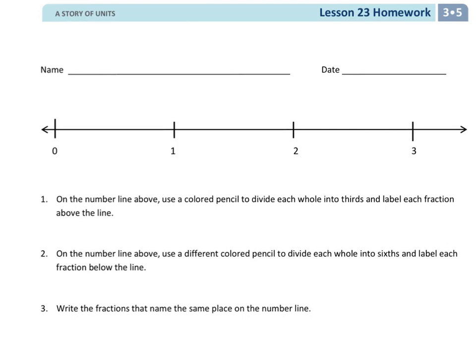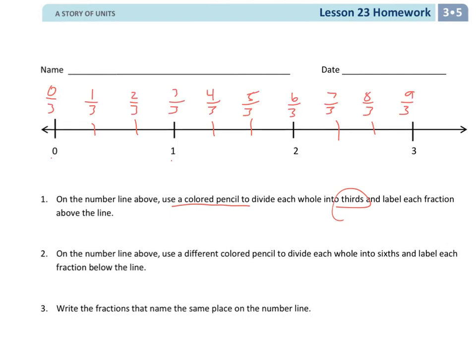So my directions for number 1 say, on the number line above, use a colored pencil to divide each whole into thirds and label each fraction above on the line. So I'm going to immediately go between each whole number, so 0 and 1, I'm going to break it into thirds. 1 and 2, I'll break it into thirds. 2 and 3, I'll break it into thirds. And now I'm going to label each of those fractions up above in units of thirds. And there's my labeled fractions there for me in thirds.